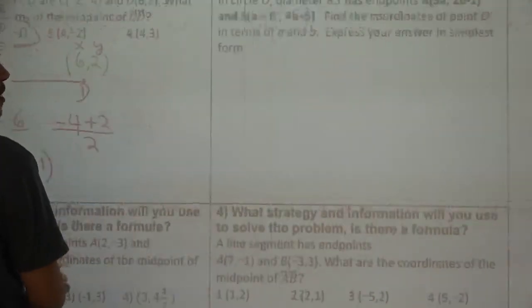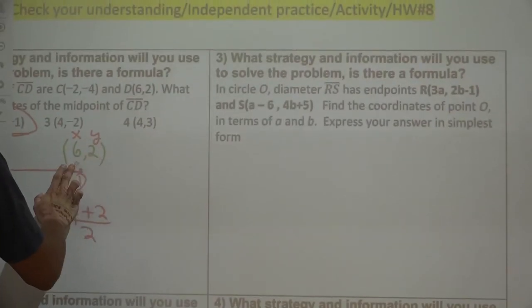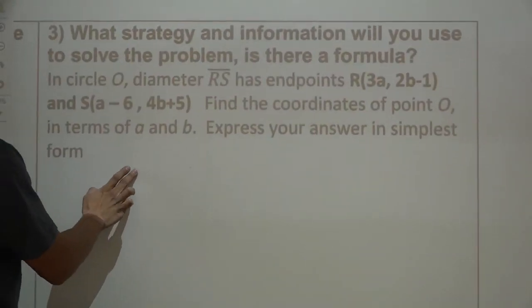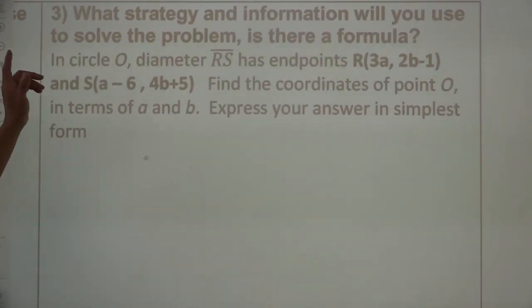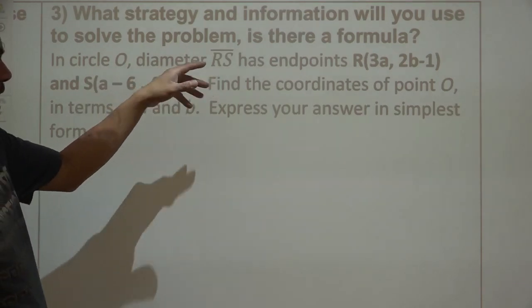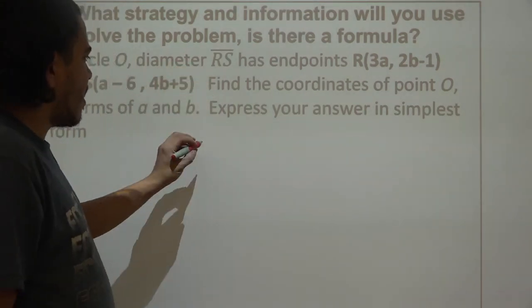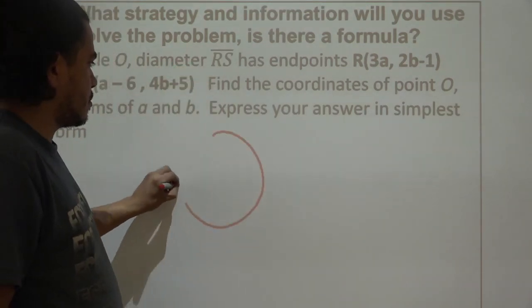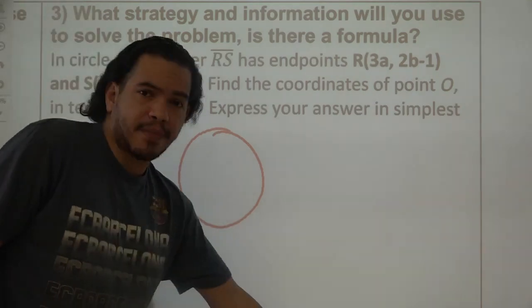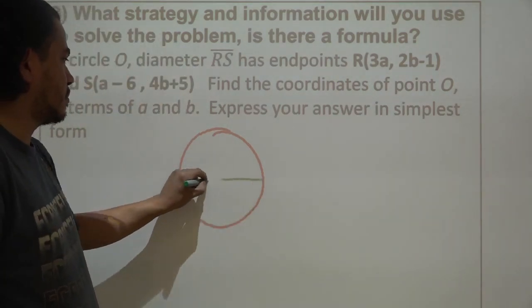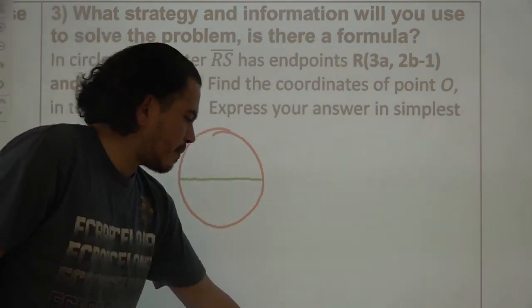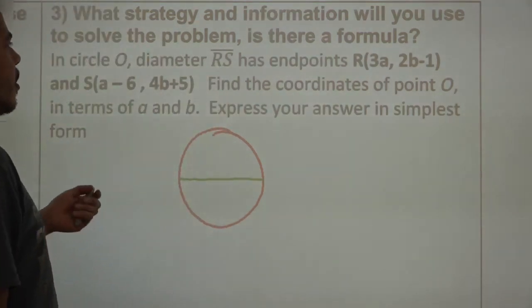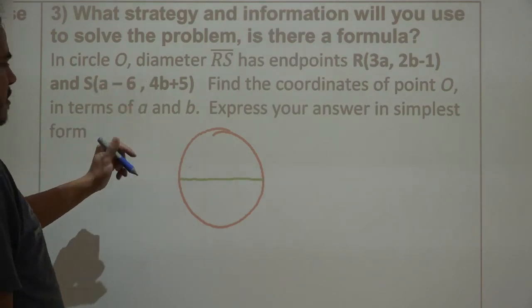Now let's continue doing the problems right here. So I have this problem right here. Can you see it? Yes. Okay, so in circle O, the diameter is RS. So we have a circle, and we have a diameter. It could have been drawn this way, as long as it looks like a diameter. So RS.